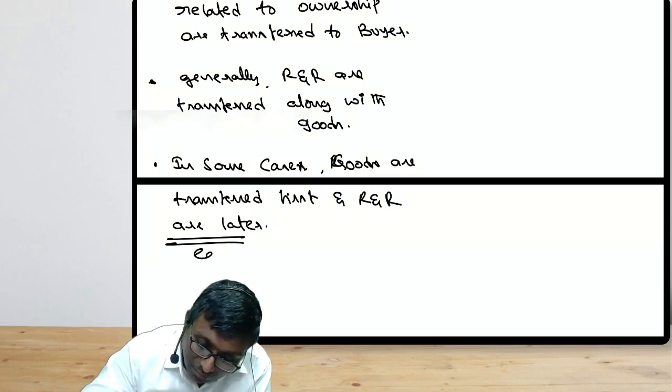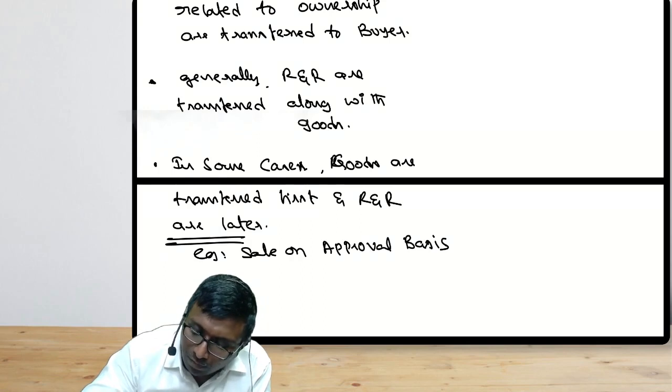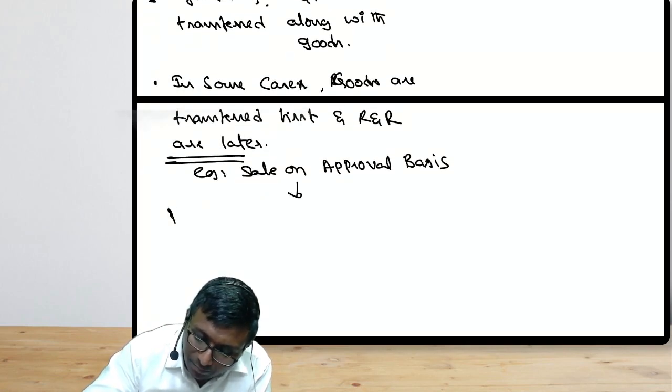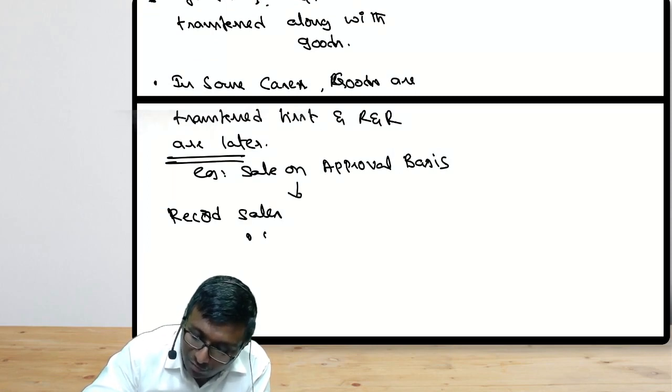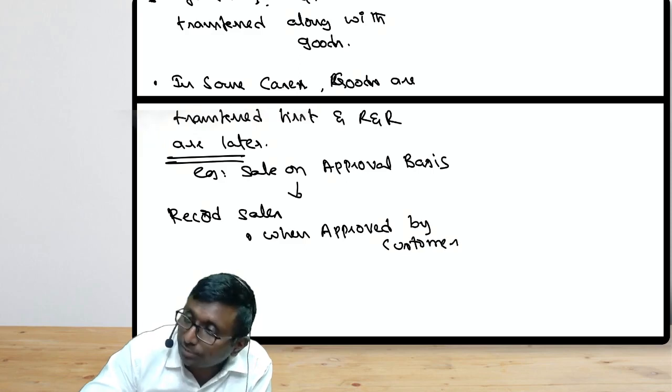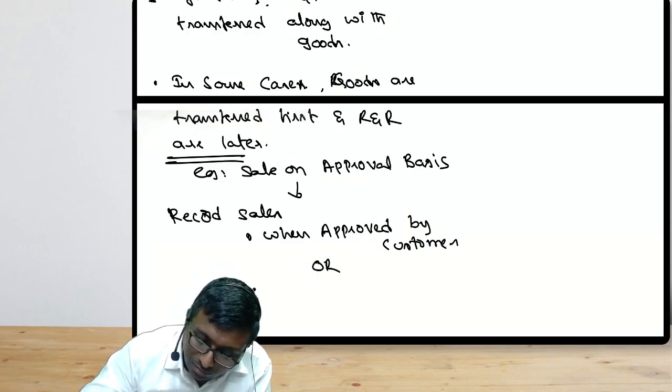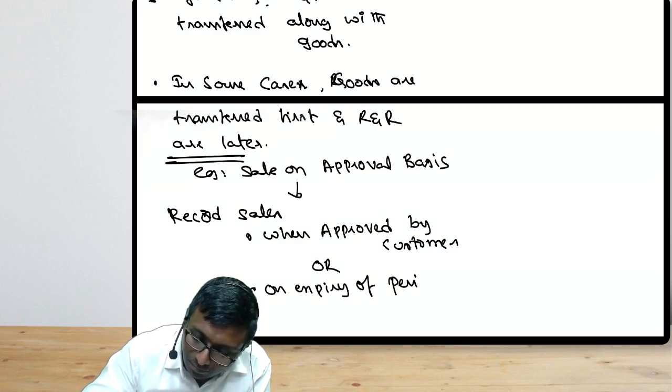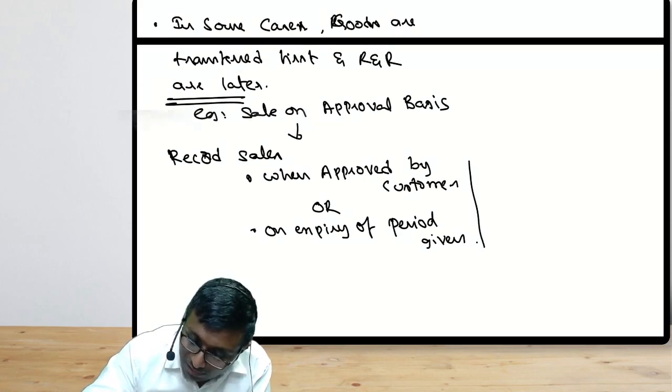But this is an example: sale on approval basis. So in case of sale on approval basis, when do you record sales? Tell me, my dear. Record sales when approved by the buyer, the customer. When approved by the customer, you will do it. Or next, on expiry of the period given. We must have given 7 days or 10 days, whichever is early.